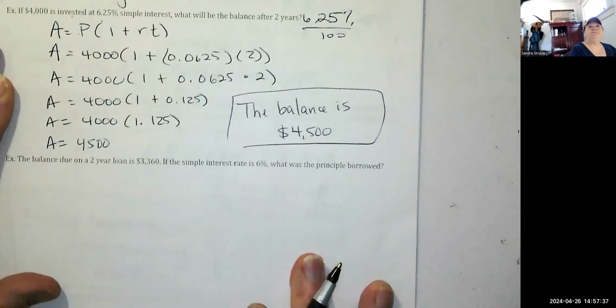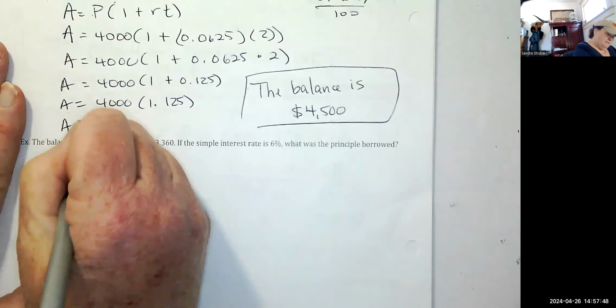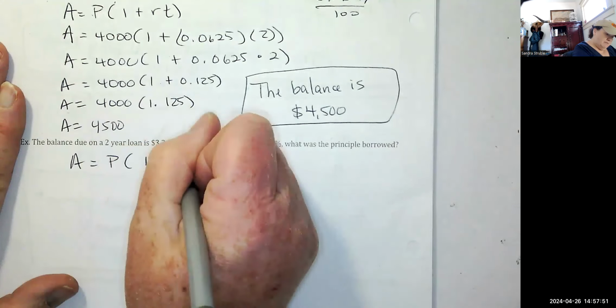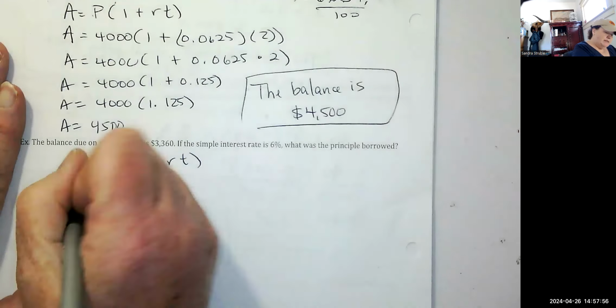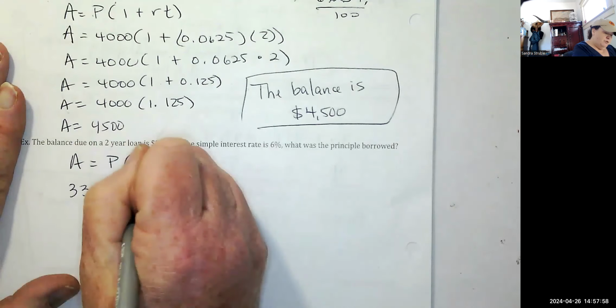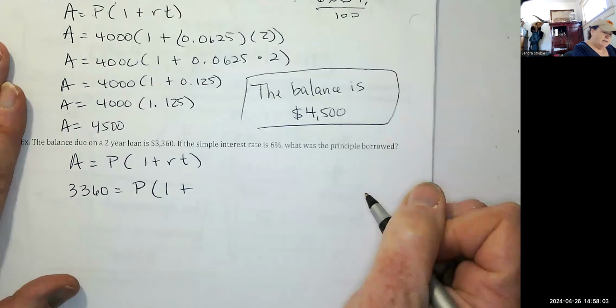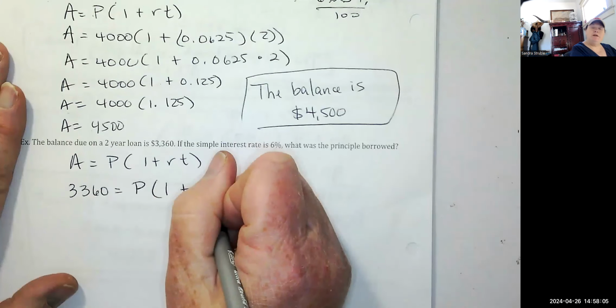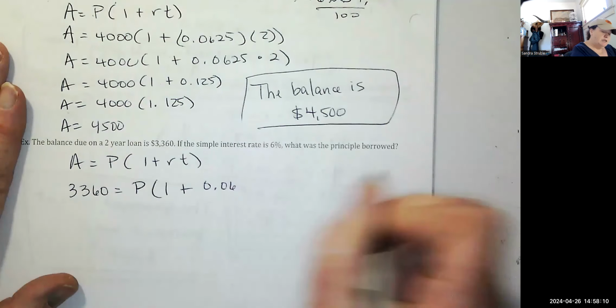All right. Balance due on a 2-year loan is $3,360. If the simple interest rate is 6%, what was the principal borrowed? So now we're looking for P. The balance is $3,360. We're looking for the initial amount invested. The rate is 6%. 6% divided by 100 is 0.06. And the time in years is 2.